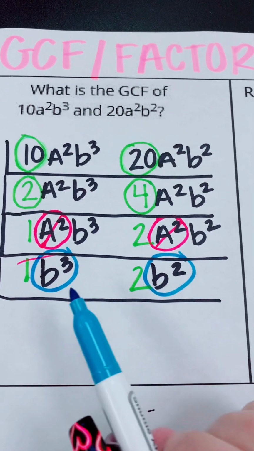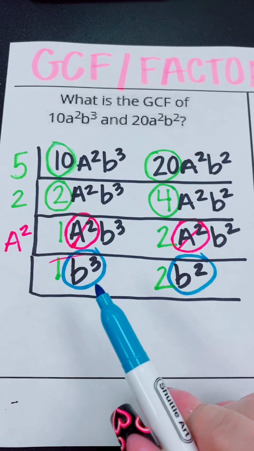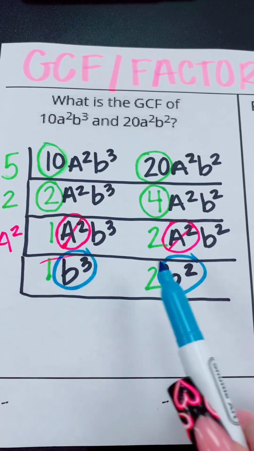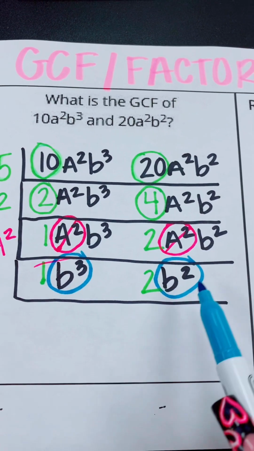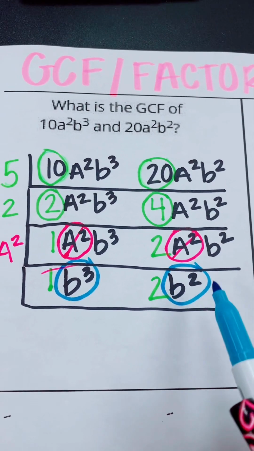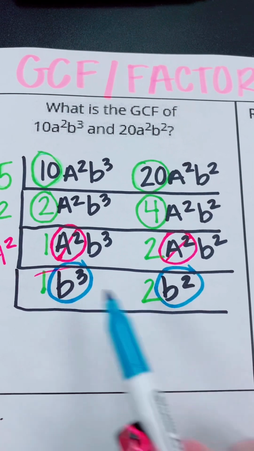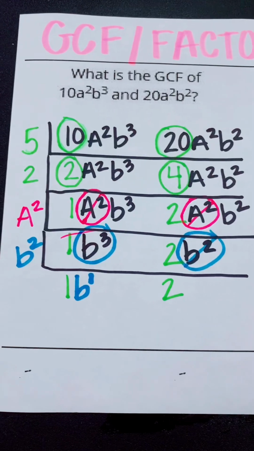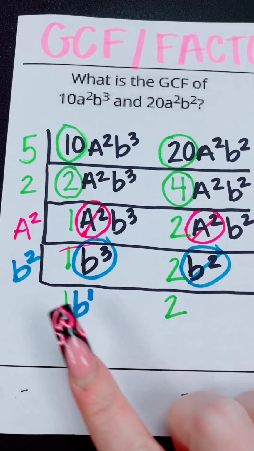Since they're different, I have to look at how many I can divide out. My rule is to look at the one that has the least amount of exponents. So that would be our b to the second. That is the most I can take out, and then I will subtract from both. So here we have our subtraction. 3 minus 2 is 1.